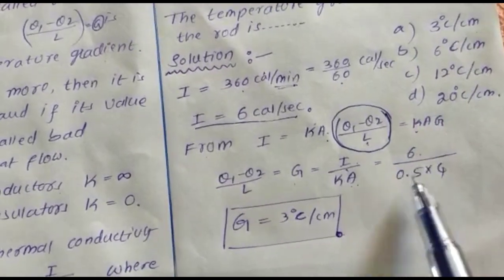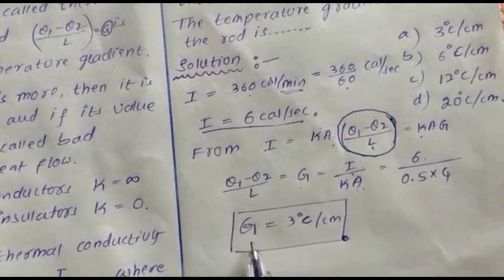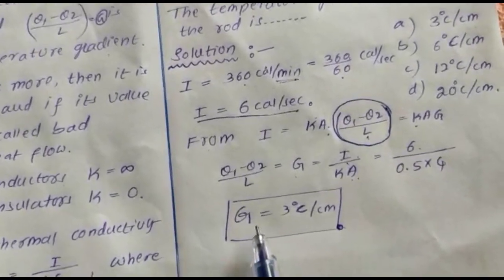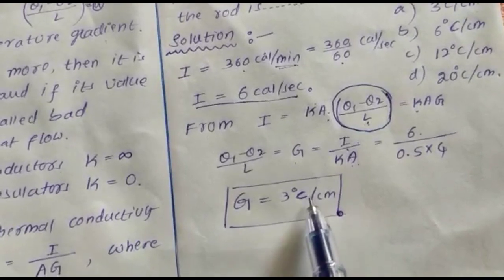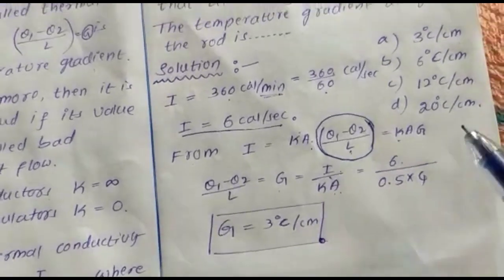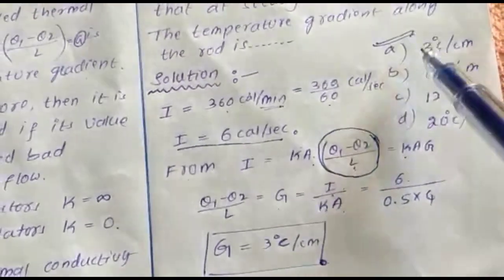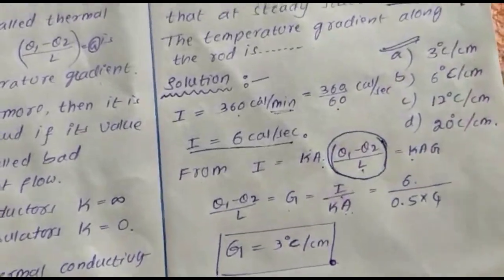Therefore, by solving you will get the thermal gradient or temperature gradient G equals 3 degrees Celsius per centimeter. Therefore the first option is the correct answer for this question.